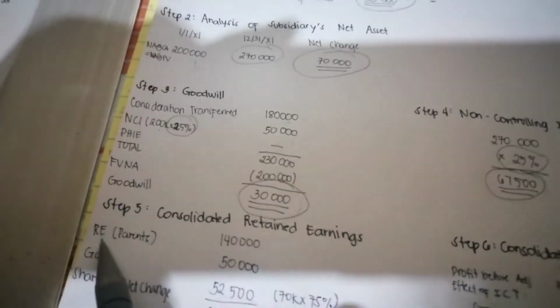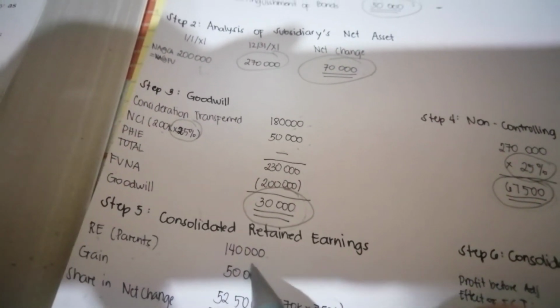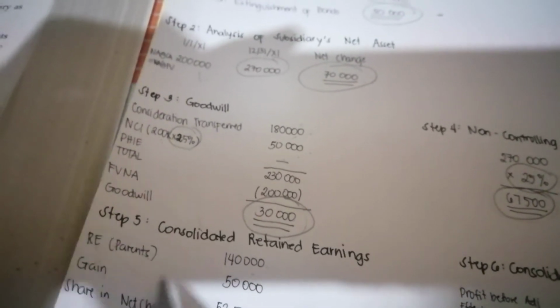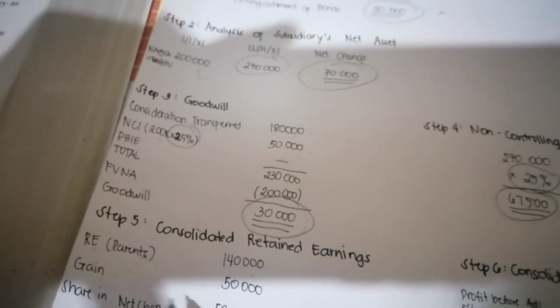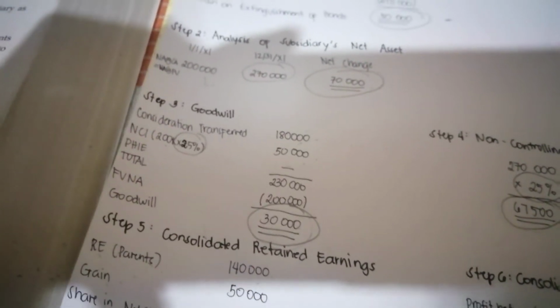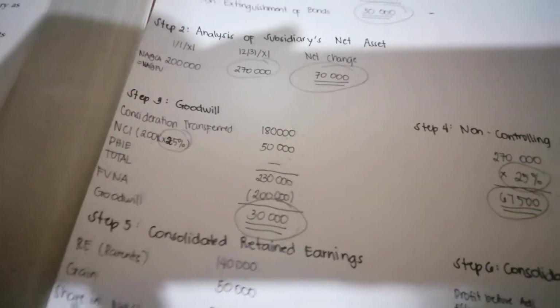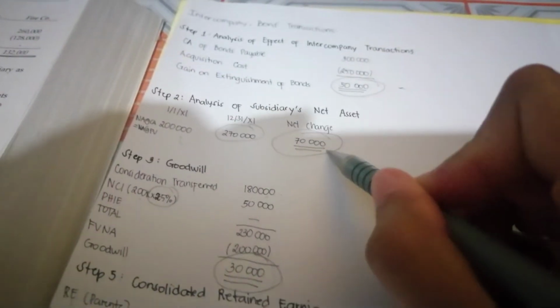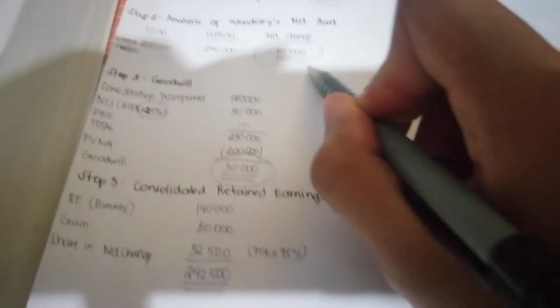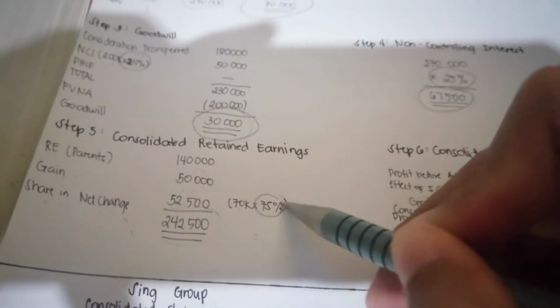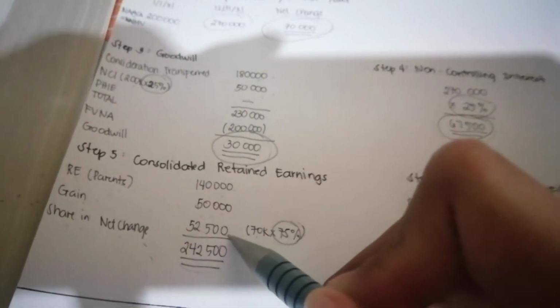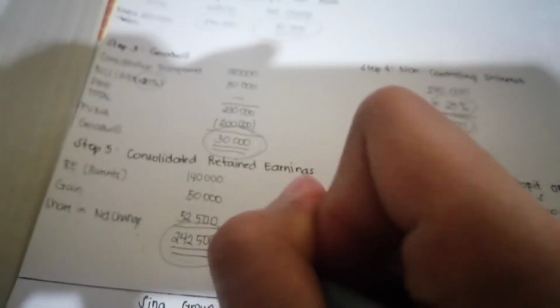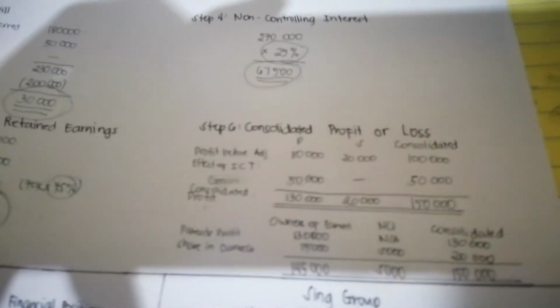Step number 5, consolidated retained earnings. The retained earnings attributed to parent only, which is 140,000. Gain on extinguishment, which pertains to parent only because the issuer of the bond is the parent, so the gain would only pertain to parent. Share in the net change is 70,000. We can get that in step number 2. 70,000 times the controlling interest of 75%, we get 52,500, a total of 242,500 for consolidated retained earnings. Step number 6, consolidated profit or loss.